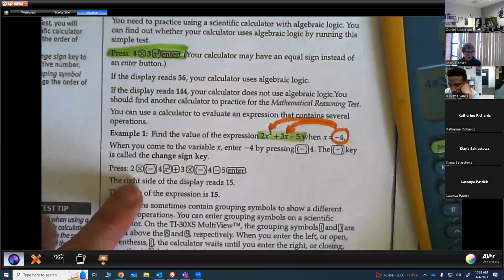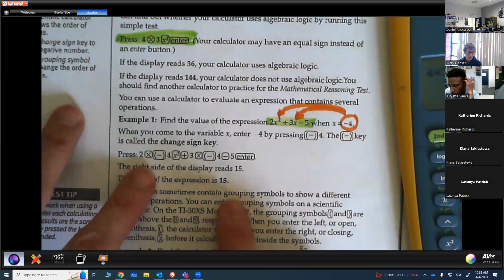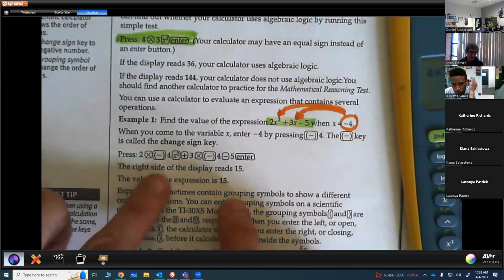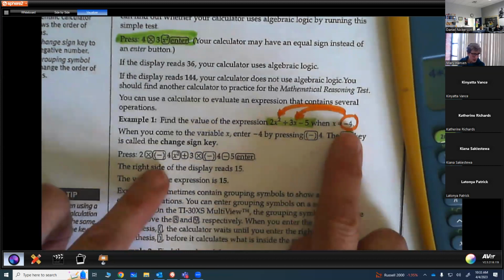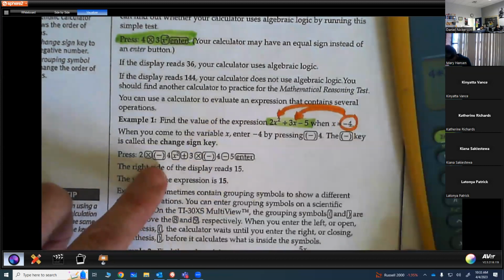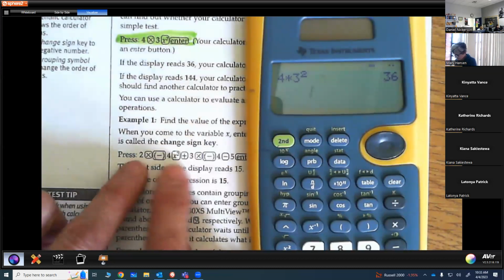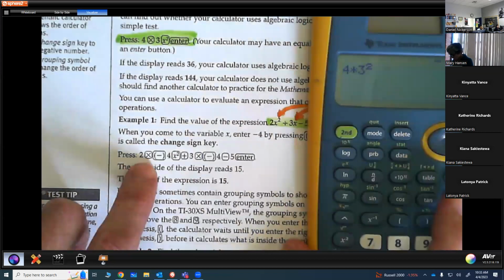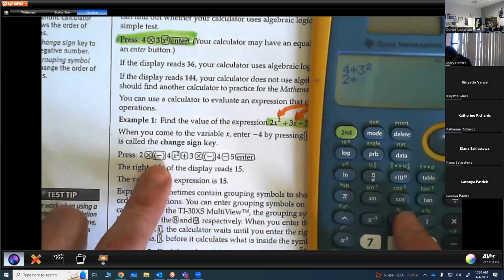Okay. And so it shows you the key sequences that you would use to put into the calculator this expression when x equals -4. You've got to get used to how they write it. So they're saying to do 2 and hit the multiplication key. And then the next key is we're going to hit the parentheses key.